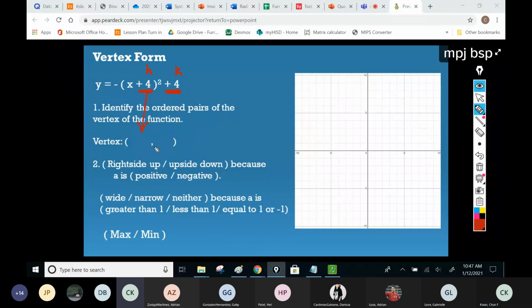So the h is going to be -4. So h is the opposite of what you see right here. If you see a +4, you need a -4. So the h is -4. And then the k is +4. So k, what you see is what you get. If you see a +4, you will have a +4 right here.